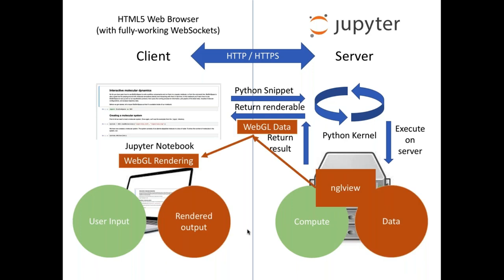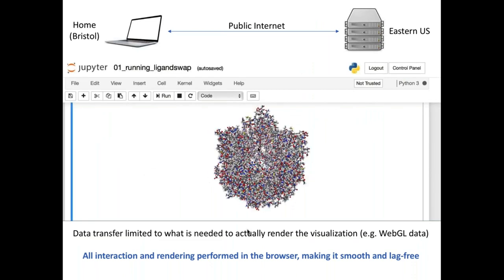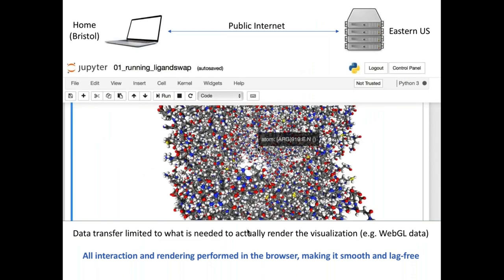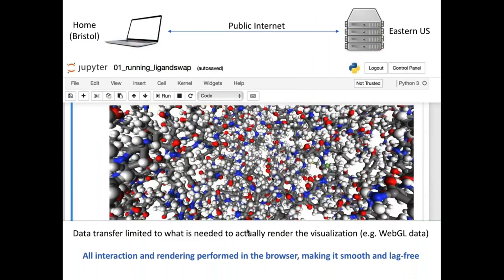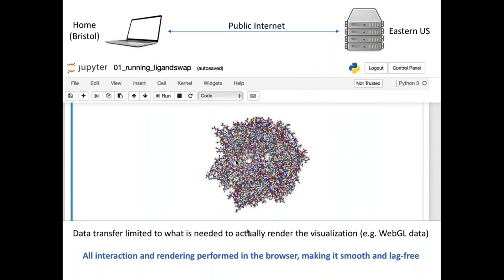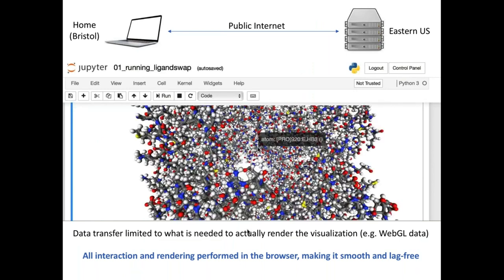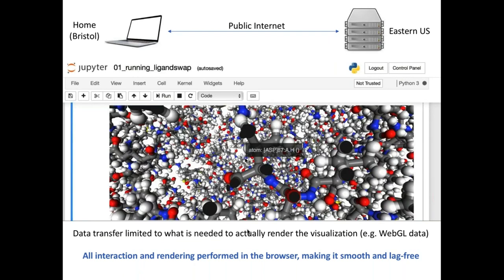And effectively what NGL view is doing is it's analyzing the data, generating 3D representations as WebGL, and only sending the WebGL data across the network to your client running on your notebook or your phone, so that it then renders it. So here, and this is where you'll be thinking, oh, this is really jerky, it's only throwing a few frames per second, but actually this is running at 30 frames per second, even though the client is sitting at home in Bristol, and the actual server is running on the cloud in the Eastern United States.